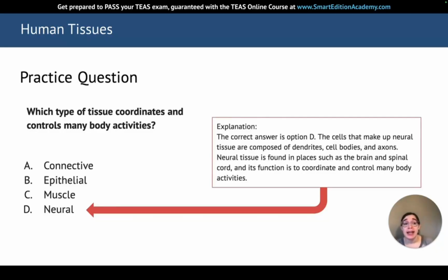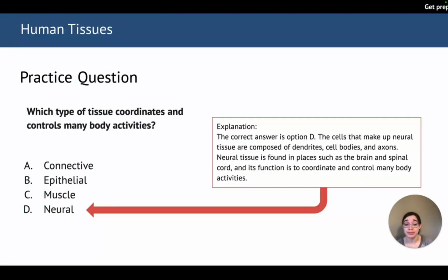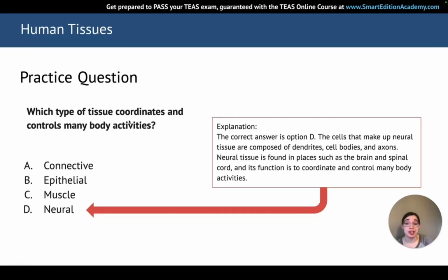And again, if you think about the location of neural tissue, the brain, the spinal cord, the peripheral nervous system, it makes sense that this would be this type of tissue's primary function because our nervous systems are what allow us to interact with the world around us. It's also responsible for communication between the brain and the rest of the body. So that makes sense. Based on where it's located, this function makes sense for this type of tissue.